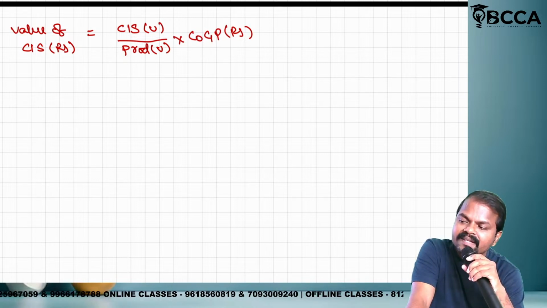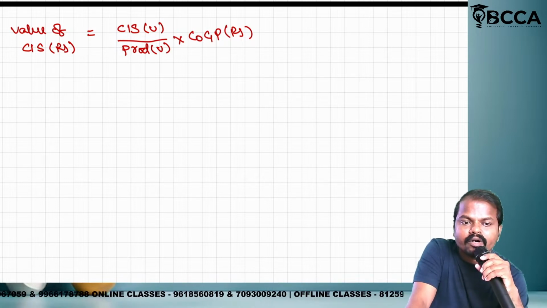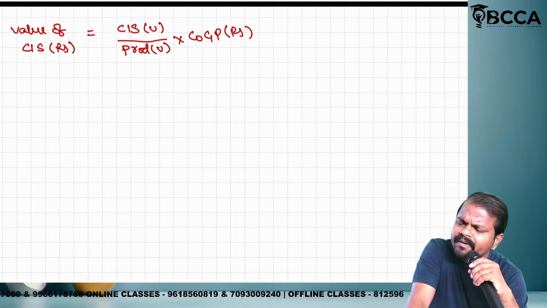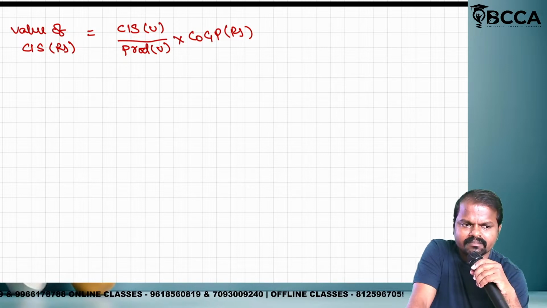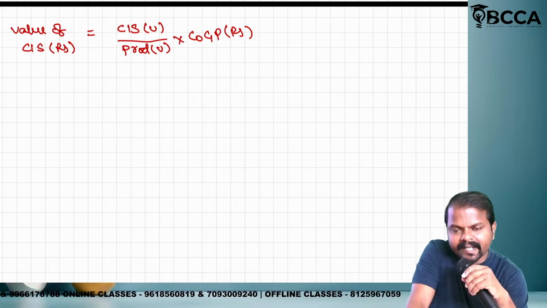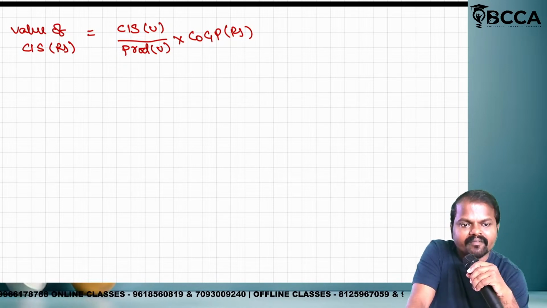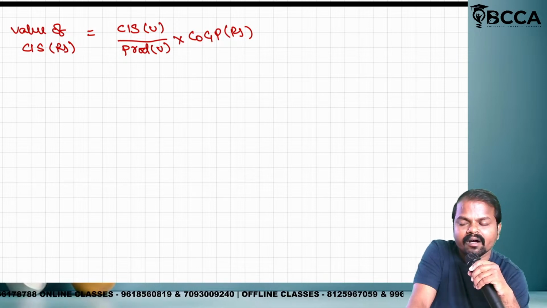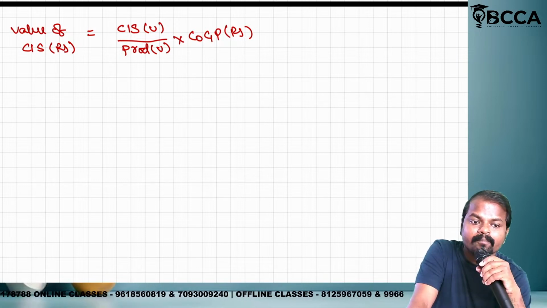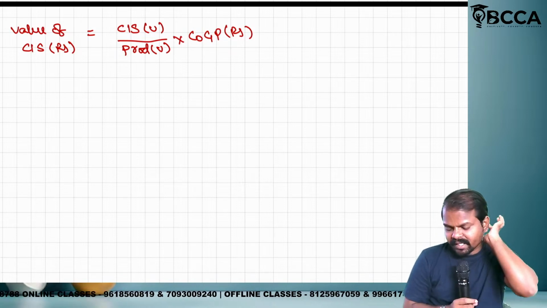Two types: intra-firm comparison, inter-firm comparison. What is the difference between intra-firm comparison and inter-firm comparison? Very simple. Current year data of our entity, we are comparing with current year data of a competitor. That is inter-firm comparison. Current year data of our entity, with previous year data of our entity, we are comparing, is called intra-firm comparison. Is it clear? Clear? Excellent.